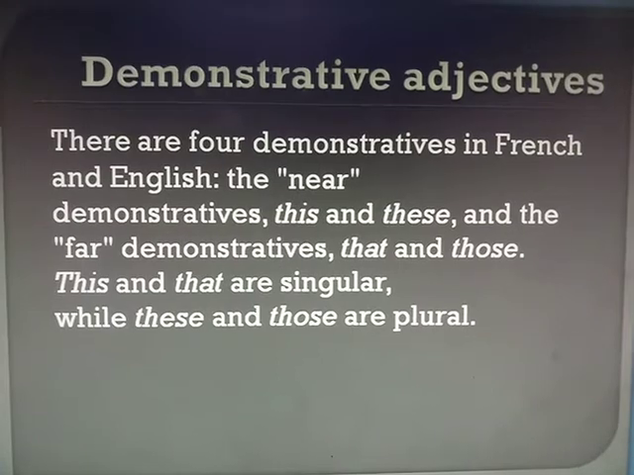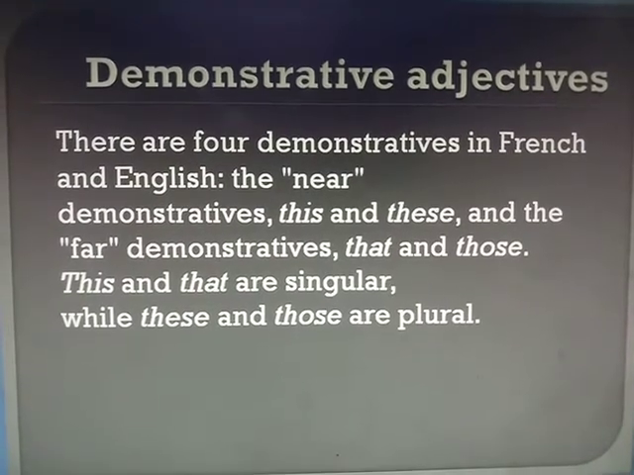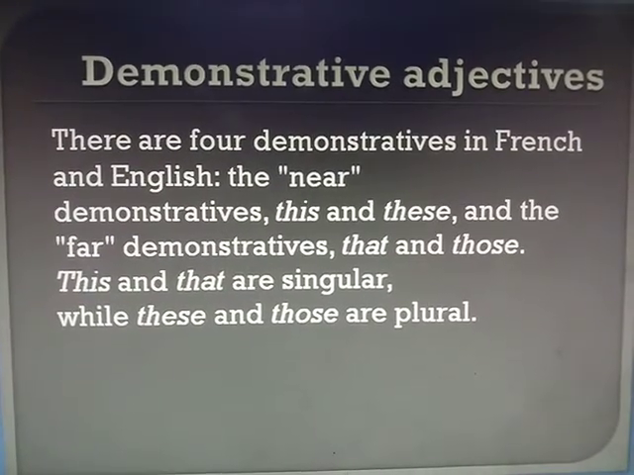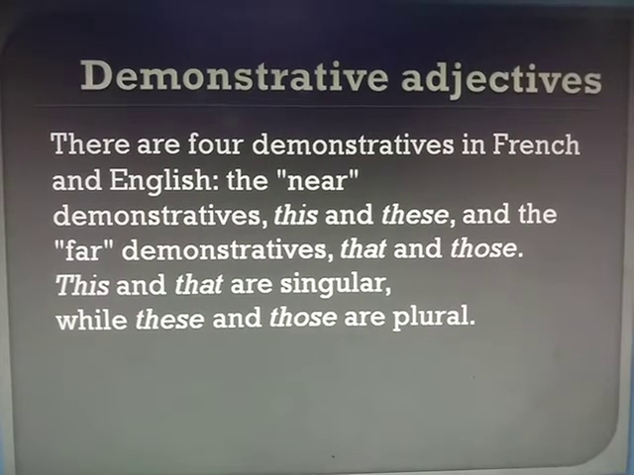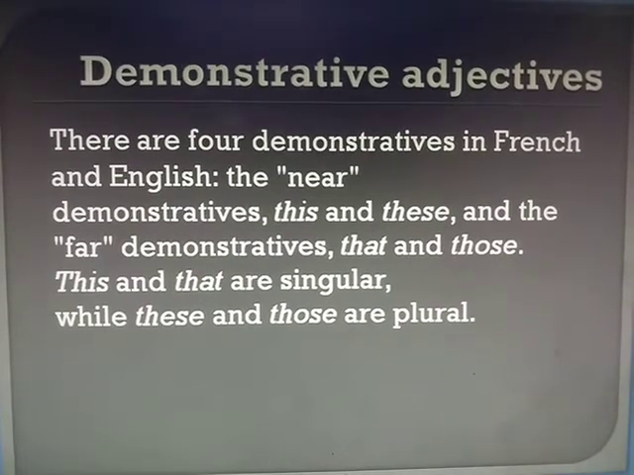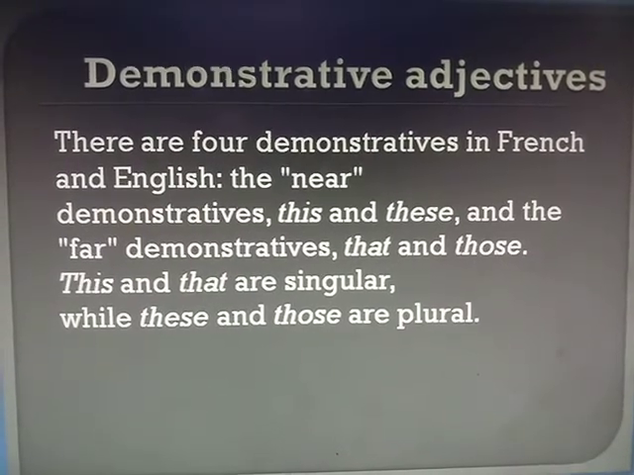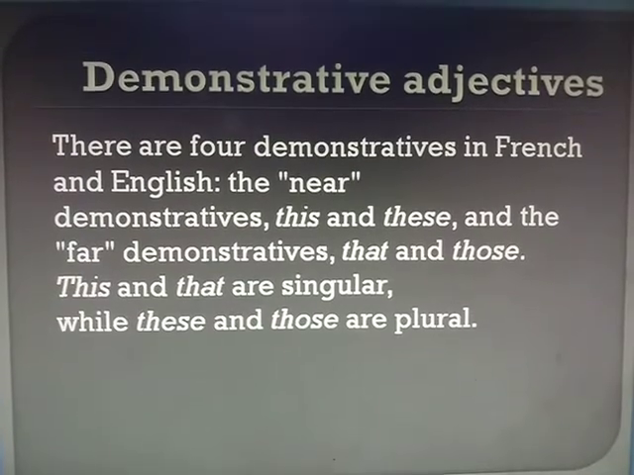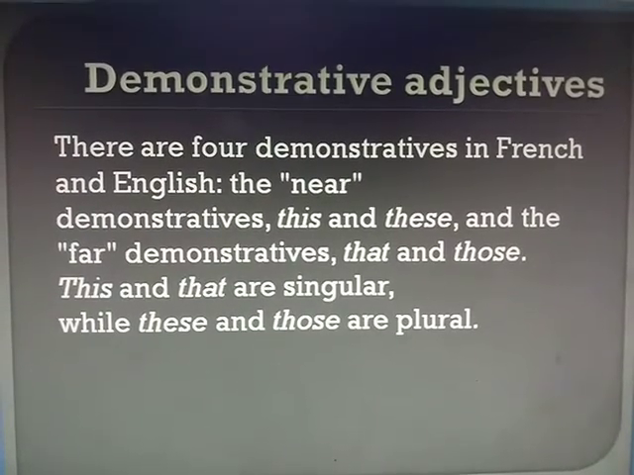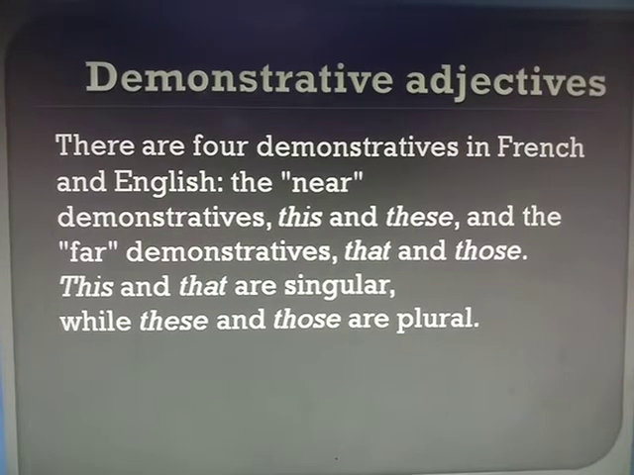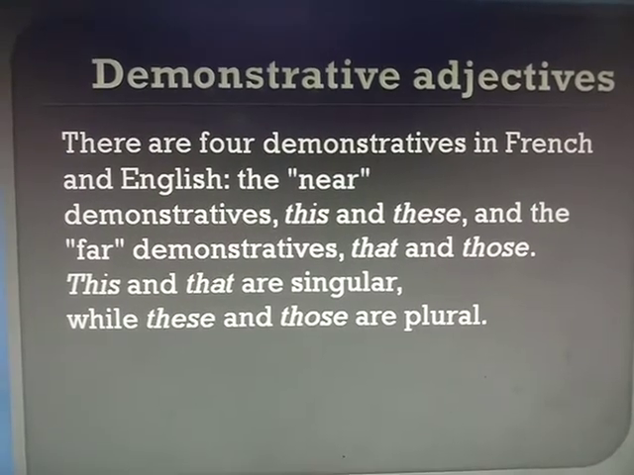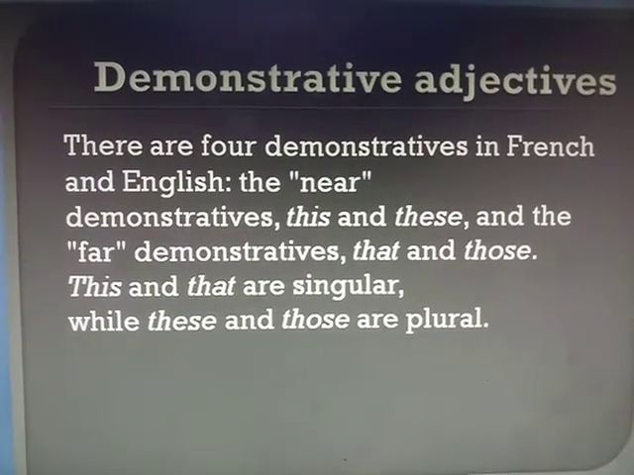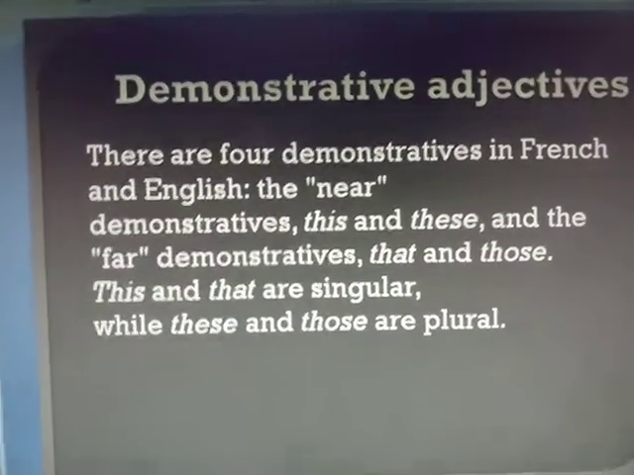There are four demonstratives in French and English: the near demonstratives, this and these, and the far demonstratives, that and those. Near implies objects which are near the speaker, and far implies objects which are farther away from the speaker. This and that are singular, while these and those are plural.